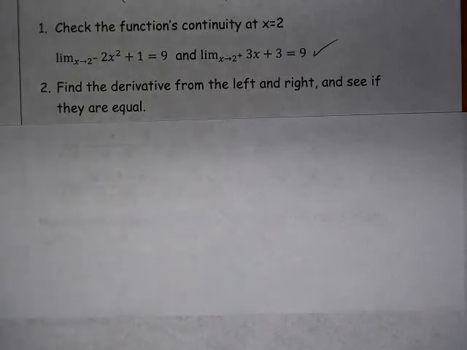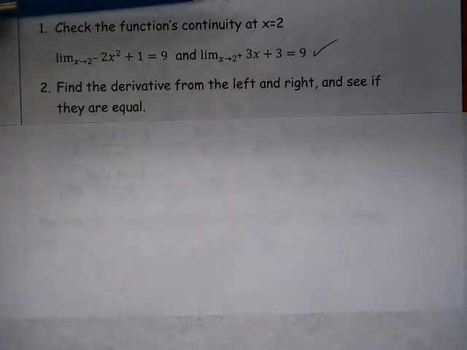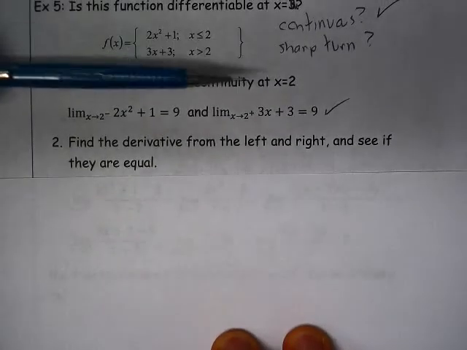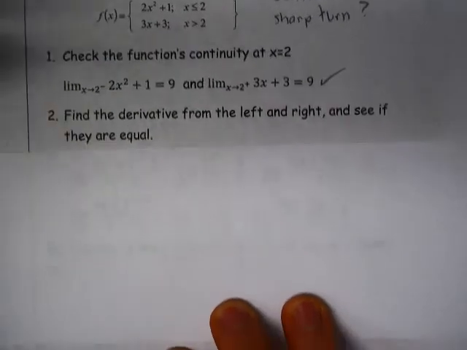And the next thing, when we look for a sharp turn, what a sharp turn means is if the derivative is different from the left and the right, then there's a sharp turn. And it doesn't matter by how much the derivative is different. All that matters is if it's different. So in order to not have a sharp turn, when we find the derivative from the left and the derivative from the right, they need to be exactly the same. All right, otherwise we have a sharp turn.